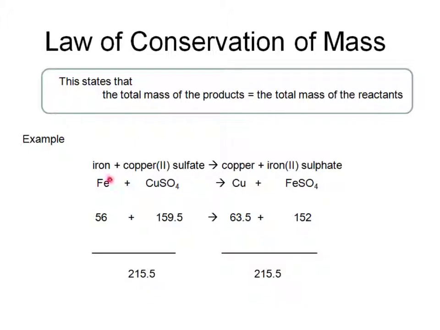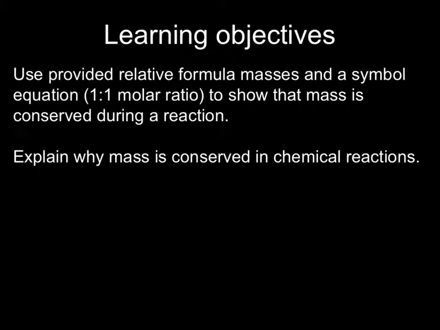And if we use an example here of the reaction between iron and copper sulfate to make copper and iron sulfate, if we work out the relative atomic masses of iron and copper and the relative formula masses of copper sulfate and iron sulfate, then we can work out with a balanced equation here that the reactants together weigh 215.5 and the products here weigh 215.5, which should be no great surprise. And the reason for this is that there are just as many atoms of each reactant as there are of the products. You may have to do that yourself in an exam question and to explain why mass is conserved in the chemical reaction.